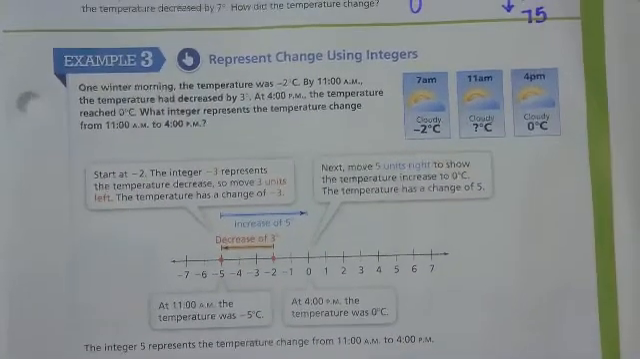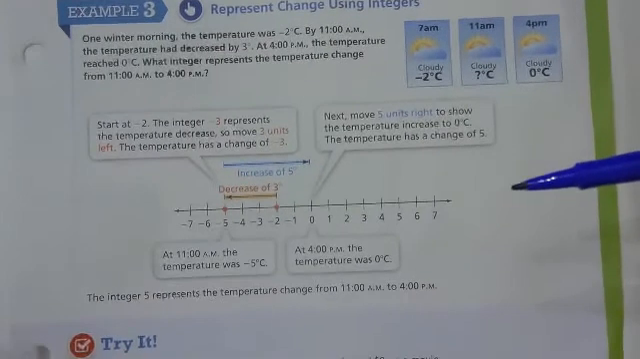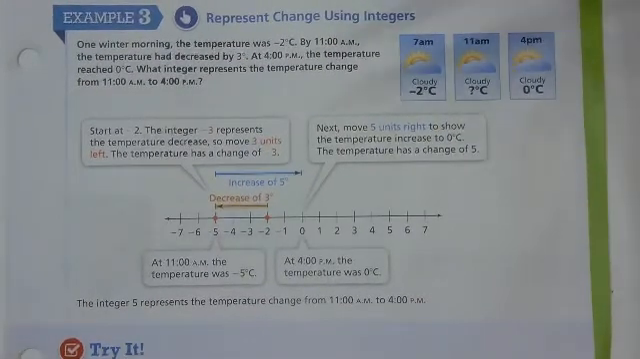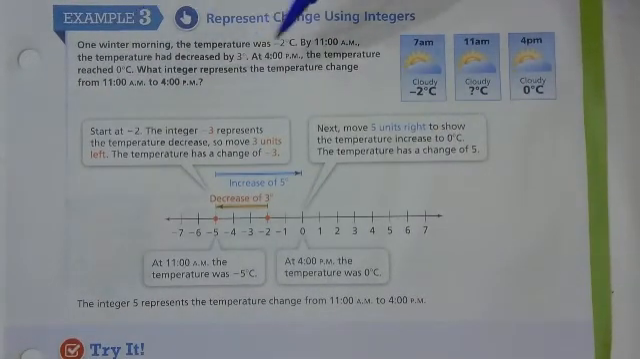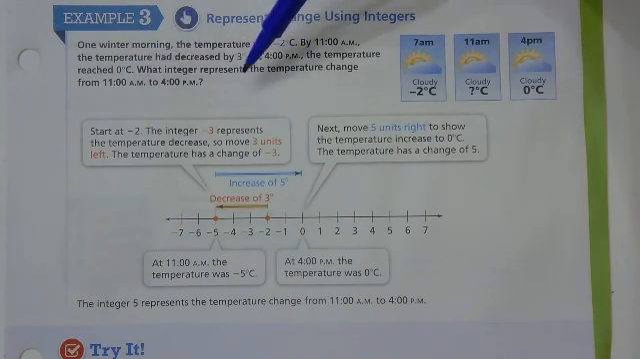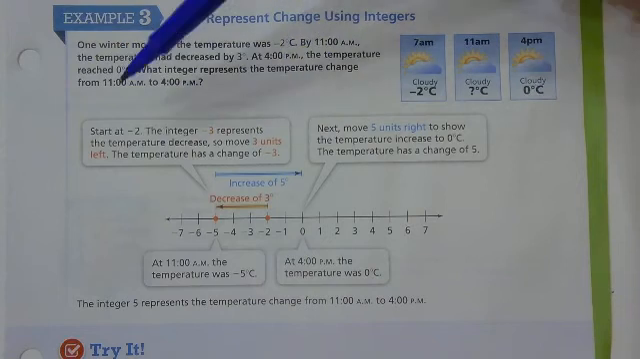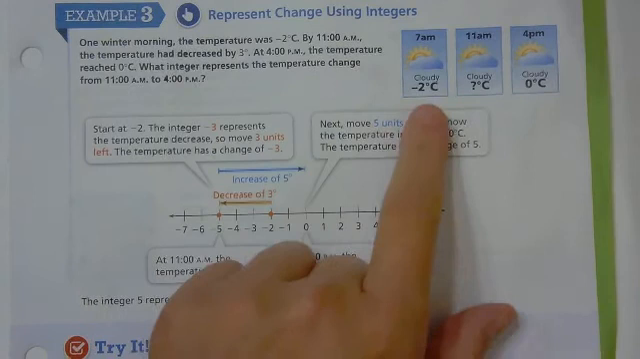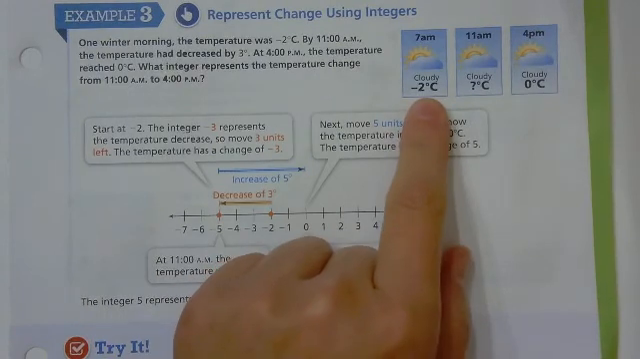All right, and the last one, temperature change using integers. This one should make lots of sense to all you Montana kids. On one winter morning, the temperature was -2 degrees Celsius. By 11 a.m., the temperature had decreased by 3 degrees. And then at 4 p.m., the temperature reached 0. You have to figure out what integer represents the temperature change from 11 a.m. to 4 p.m. So let's take a look at what we have here.